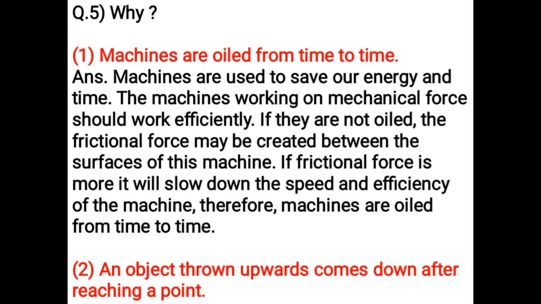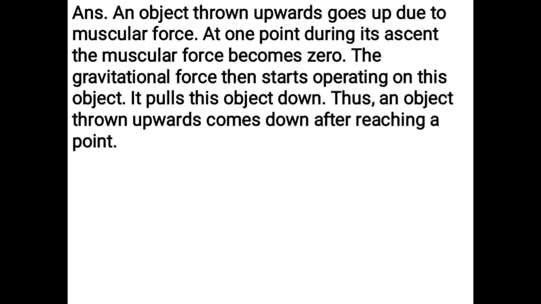An object thrown upwards comes down after reaching a point. An object thrown upwards goes up due to muscular force. At one point during its ascent, the muscular force becomes zero. The gravitational force then starts operating on this object. It pulls this object down. Thus, an object thrown upwards comes down after reaching a point.